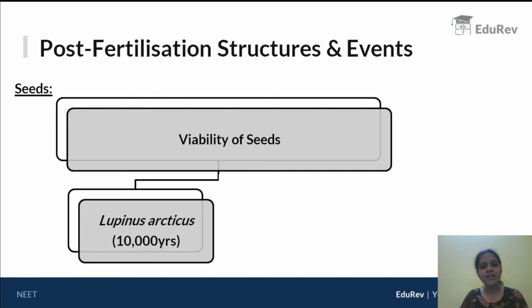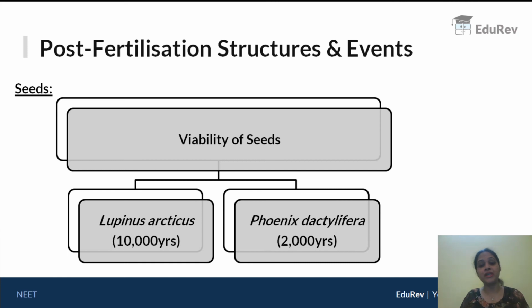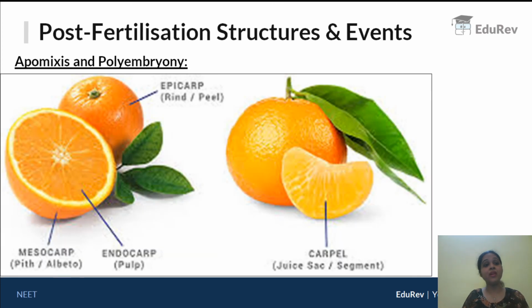So you can understand that the viability of seeds can range over a huge number of years. And the second example that you need to remember for your NEET exam is Phoenix dactylifera. This particular seed is around 2000 years old and was also able to germinate. It was found when they were excavating King Herod's palace around the Dead Sea area. So that's in Israel.